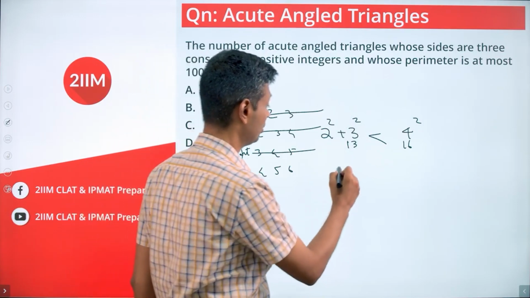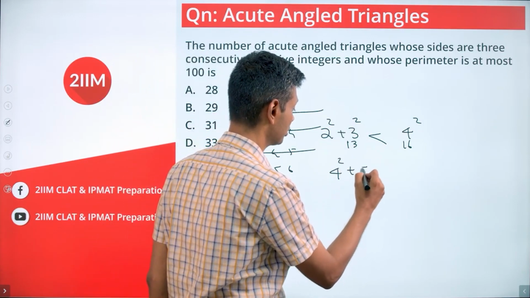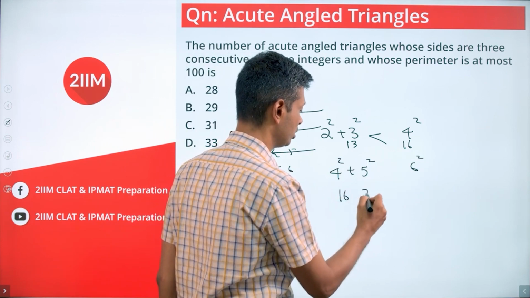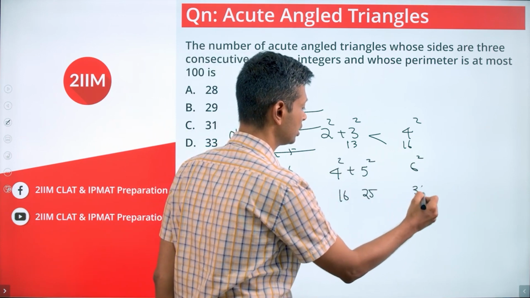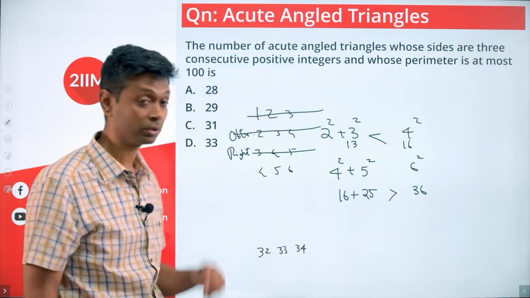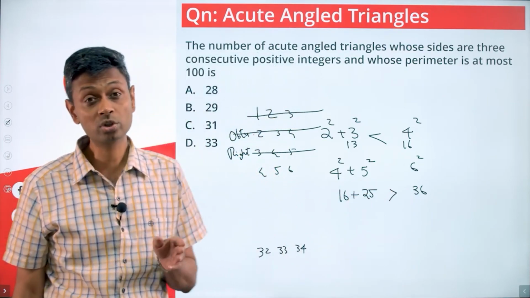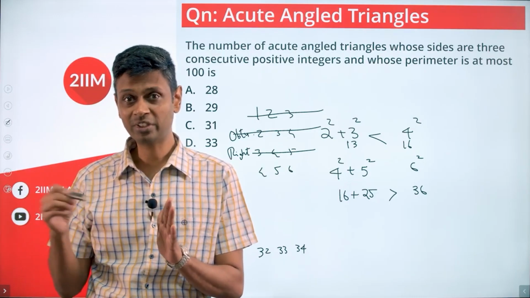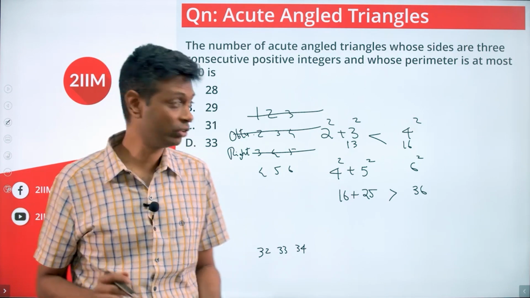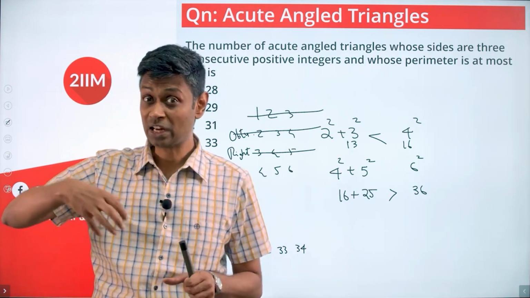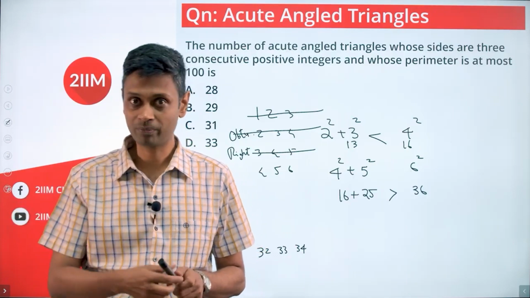4, 5, 6. Wonderful. 4 square plus 5 square compared with 6 square. 16, 25, 36. 16 plus 25 is greater than 36. This will count. Think about it. 4 square plus 5 square, 6 square. 5, 6, 7; 6, 7, 8; 7, 8, 9. All of these will have this property. When the numbers become larger, squares become increasingly larger.